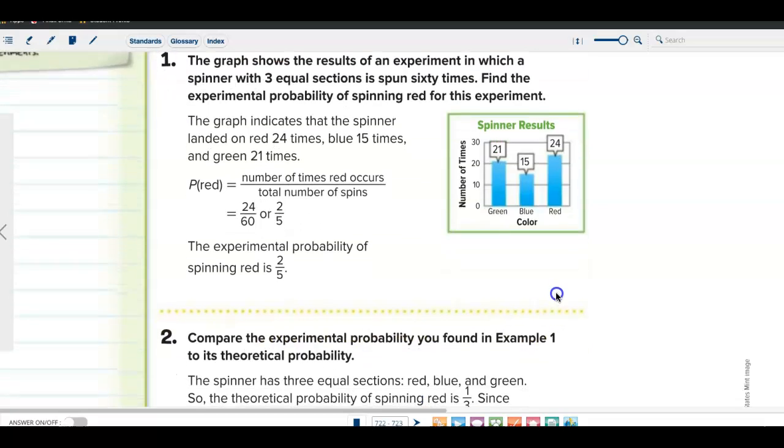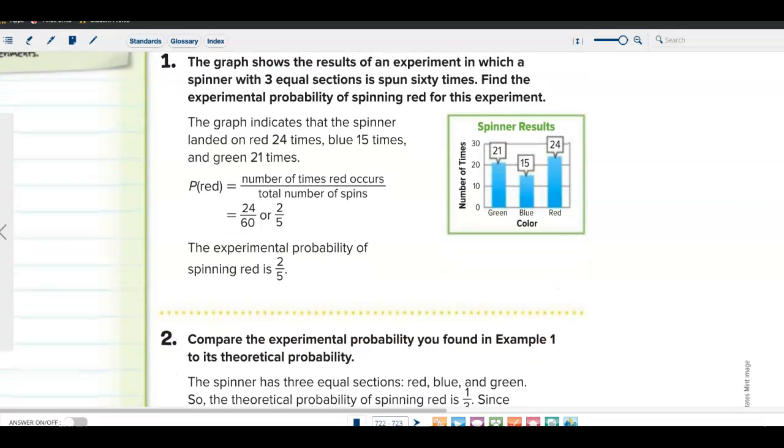Okay, so moving down to example 2, it asked us to compare the experimental probability you found in example 1 to its theoretical probability. Okay, so what are we going to need to know to solve this one? Well, the probability of spinning red is 1/3. Well, that's just the answers from our book, but what are we going to need to know in our story problem to find it? There's 3 sections. Why is that important?